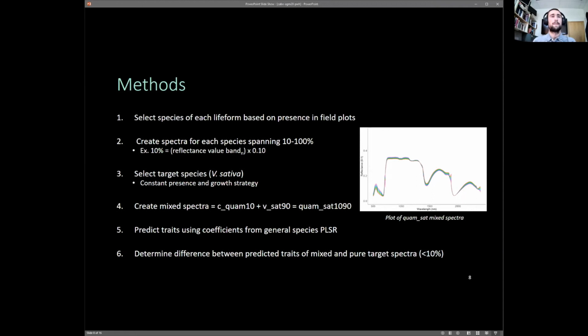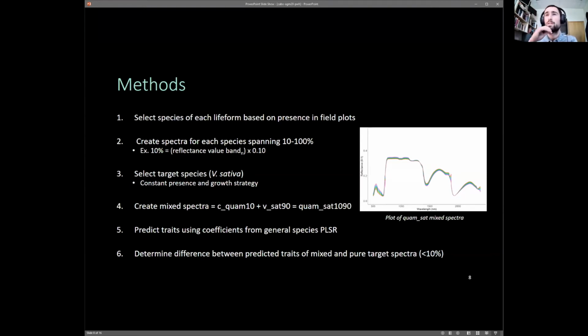And you do that across the entire spectrum. So once you've created the initial percent spectra for each of the individual species, you can start combining them to create mixed spectra. That's simply combining one species' 10% spectral variation with the target species' 90%, and so on. So we do that from CQUAM 10 plus VSAT 90 all the way up to VSAT 90 plus CQUAM 90 and VSAT 10.